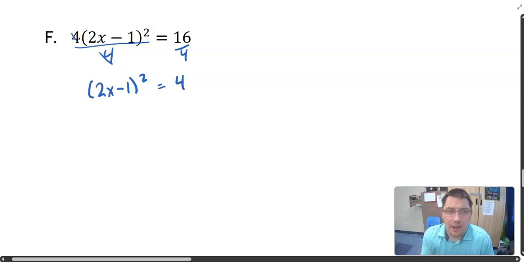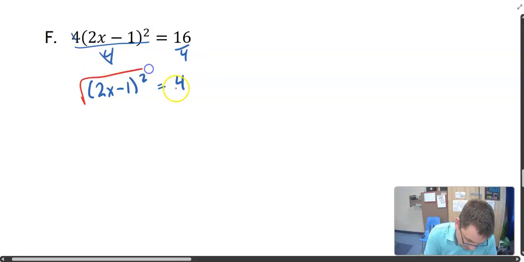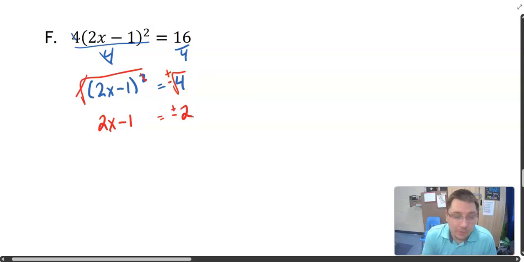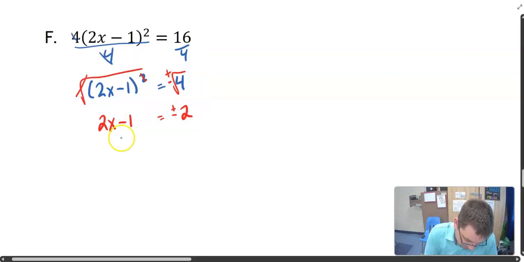And so now we've got the parenthesis by itself with this power, and so we can take the square root of both sides. And so we'll take the square root and the square root. Don't forget your plus or minus. Square root cancels the square, leaving 2x minus 1 is equal to positive or negative square root of 4, which is 2. And so now we're able to solve this like any other equation. And so we're going to add 1 to both sides.